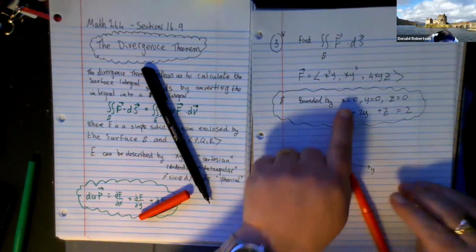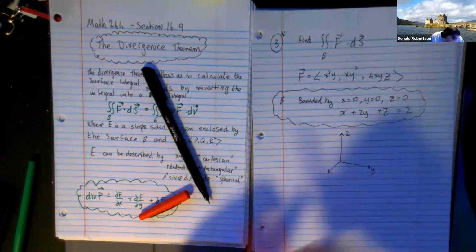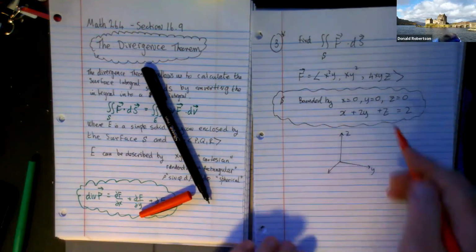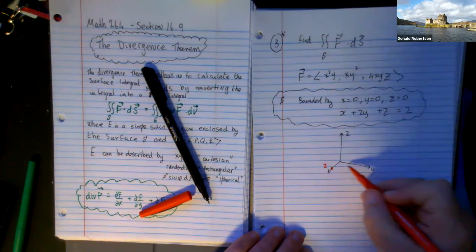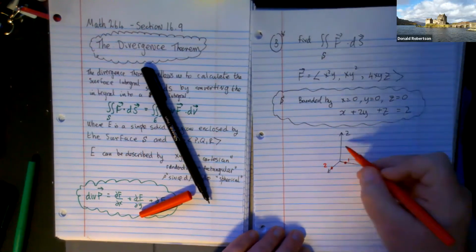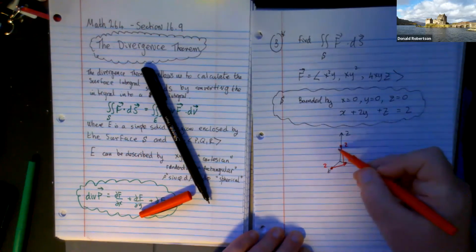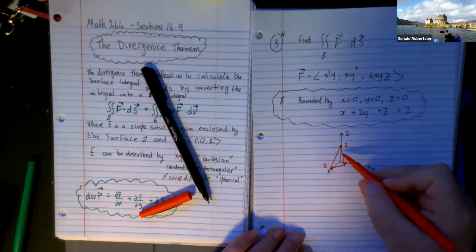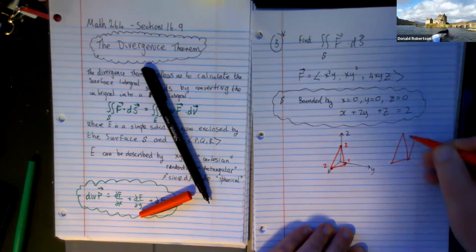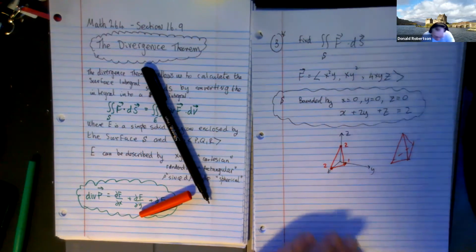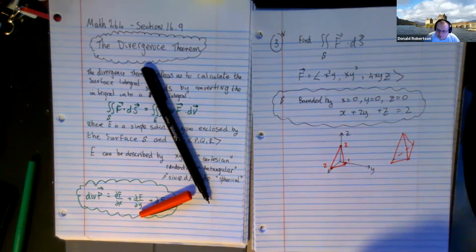Since I know it's bounded by x, y, and z, it's basically in the first octant. If you make these two 0, you get an x value of 2, you get a y value of 1, and you get a z value of 2. So the shape that we get is, I don't know if you've ever played one of those games. Do you know the funny little dice that looks like that? It's called the tetrahedron. That's what the solid looks like.